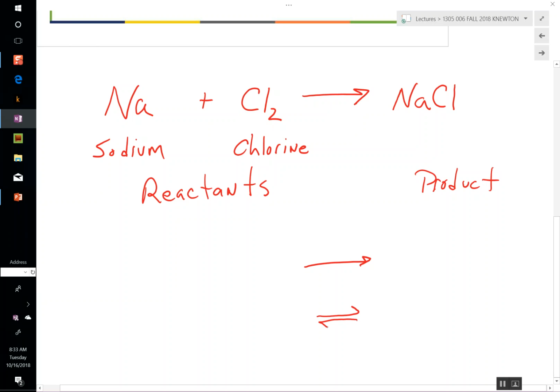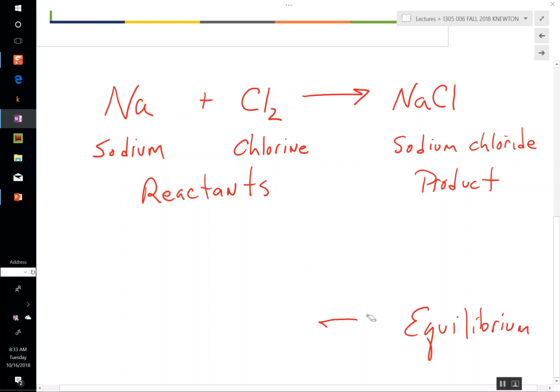Sometimes you will see arrows like this, which basically say, you're in a situation here where it can go to the right and form this product. The product on the right can break back down into the reactants that are on the left. And so it's a back and forth kind of a reaction. We usually talk about this as being an equilibrium situation. It's in equilibrium. This is sodium chloride.